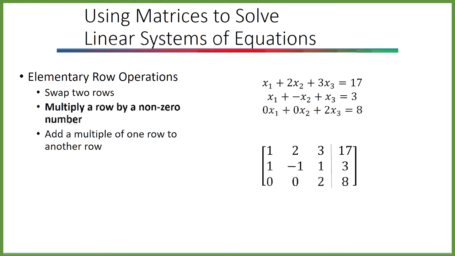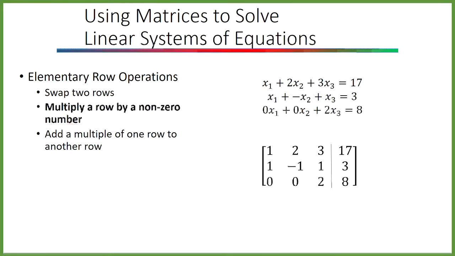Next, let's consider multiplying a row by a non-zero number. Remember that our goal is to get all the entries along the diagonal to be equal to 1, and everything else on the left portion of the partition matrix to be 0. So obviously it would help to multiply the last row by 0.5. Let's consider what doing this will do.